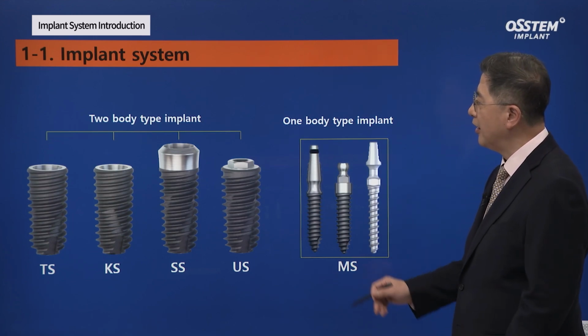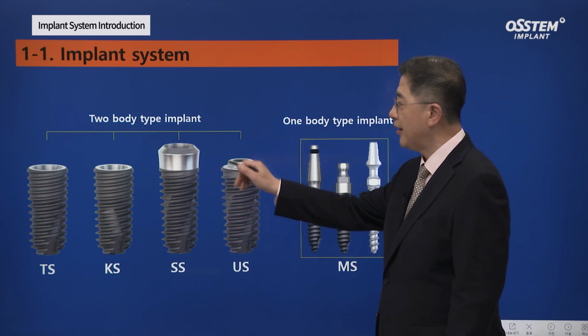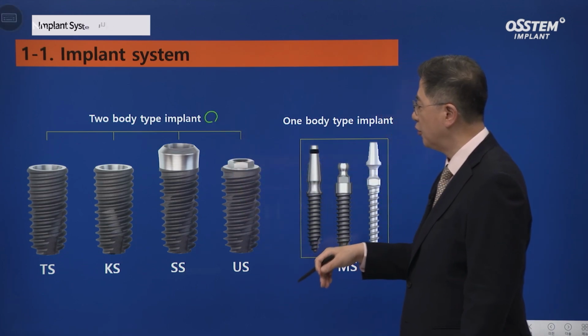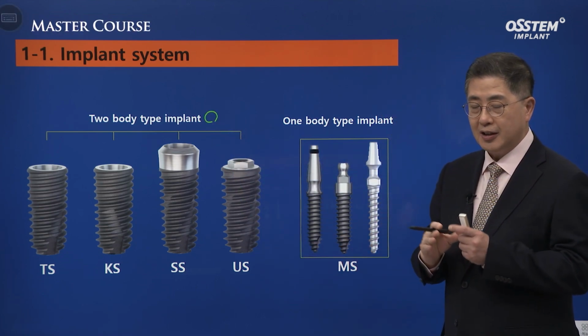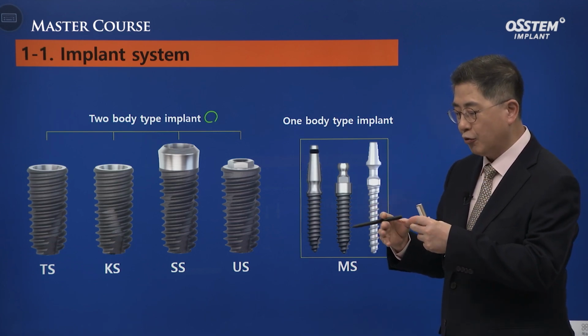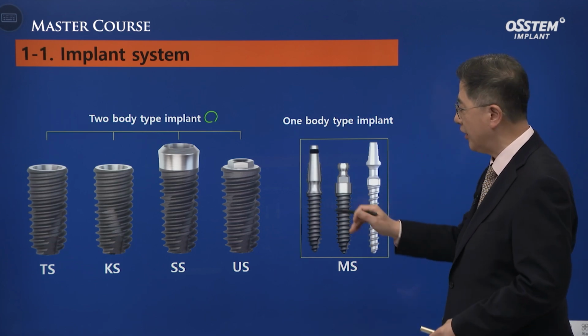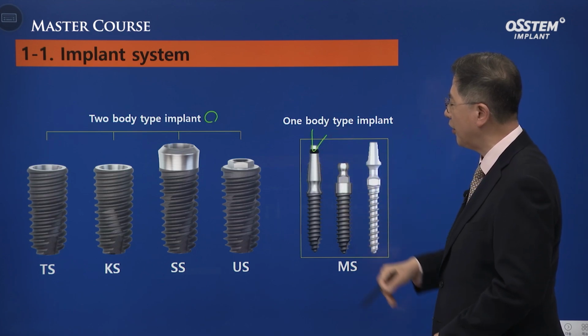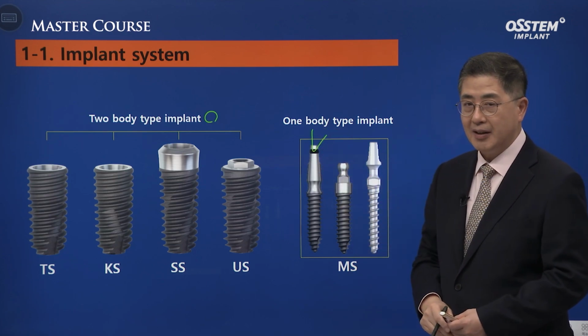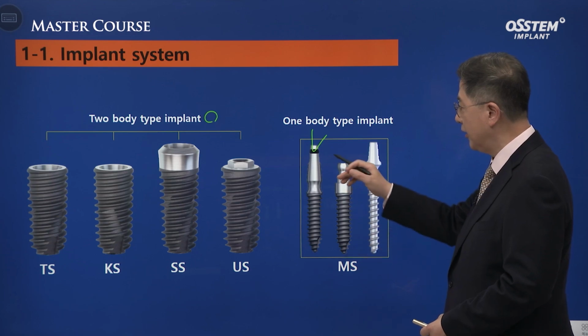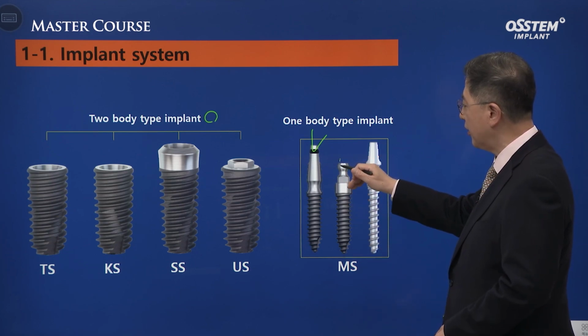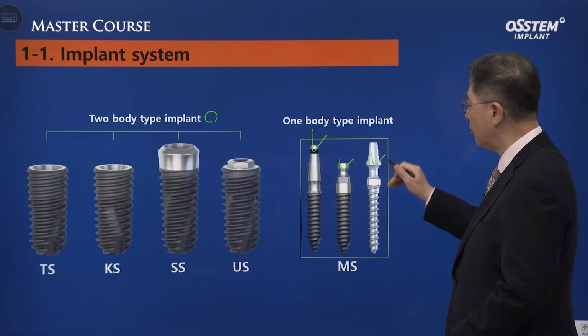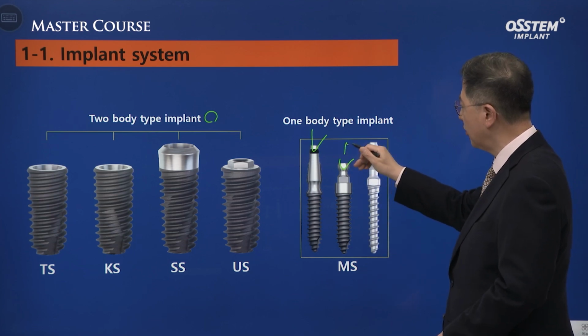When categorizing implant systems, there are 2 body implants where the implant and abutment are separate, and 1 body implants used where vertical and horizontal space is limited, especially in the lower anterior region, like the MS implant. The narrow implants can be used for overdenture and provisionals, but personally, I do not think they're very efficient.